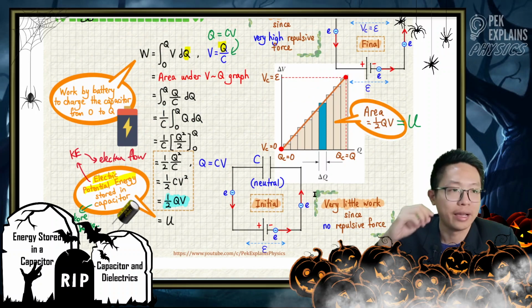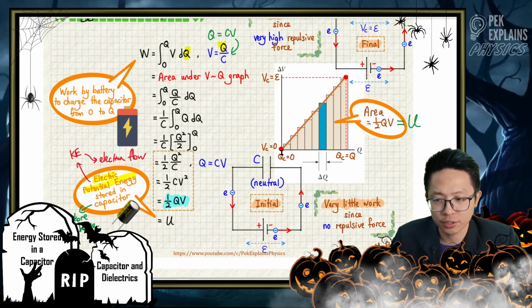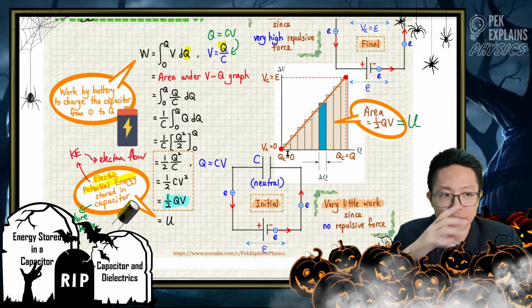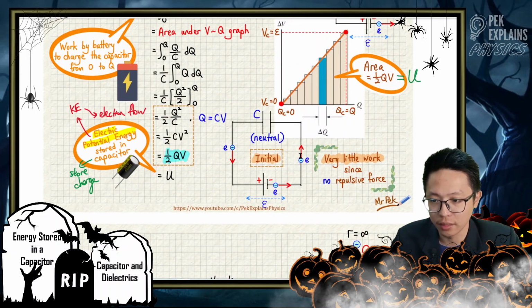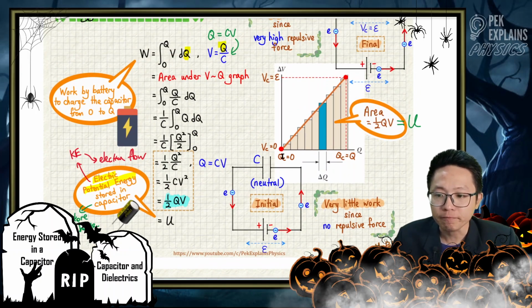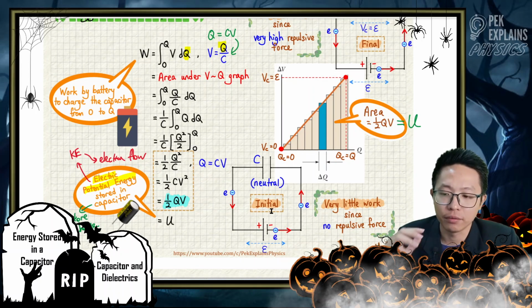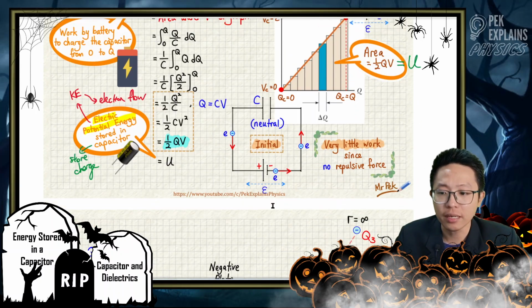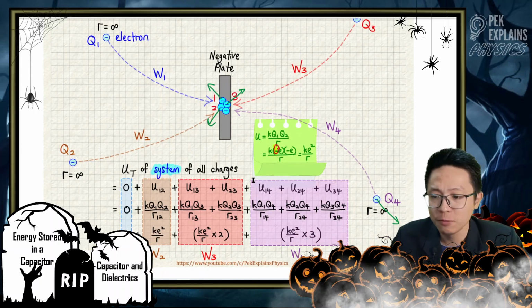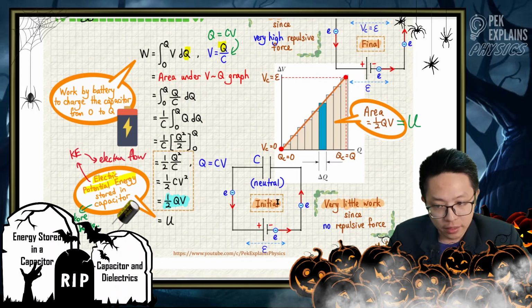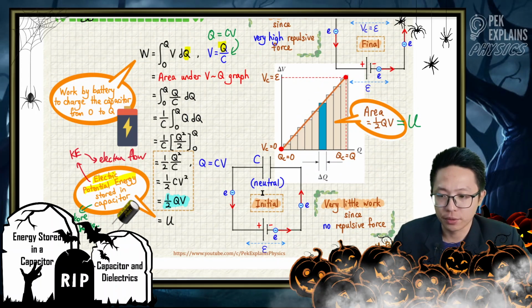That's why I say the area under the graph represents the work to bring the charge. That's why the area is increasing below the graph. Do you see that? Now we look back to our context here. Let's talk about the initial process first, relating to what you have learned just now. The initial process during the charging process.